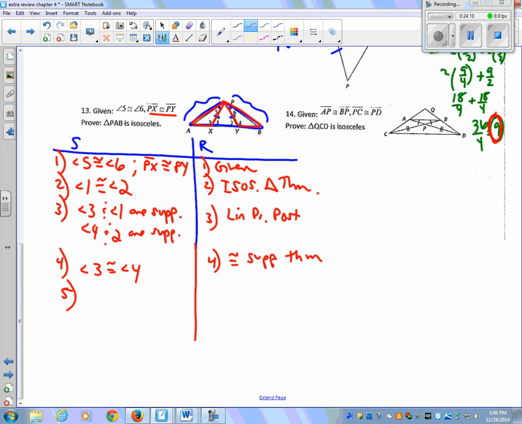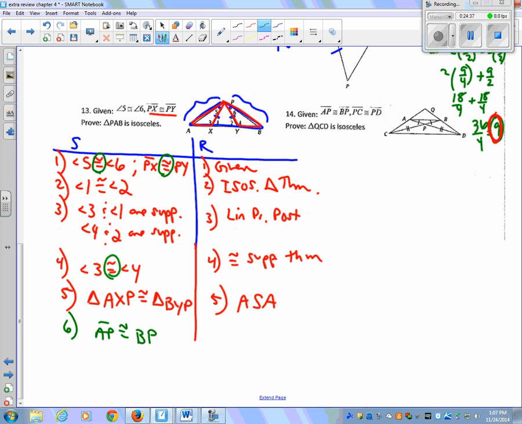Therefore, we now have enough information to say triangle AXP is congruent to triangle BYP by ASA, because we have that side, this angle, and this angle, ASA. Then we can say AP is congruent to BP by corresponding parts of congruent triangles are congruent. And then you can say triangle PAB is isosceles by definition of isosceles.